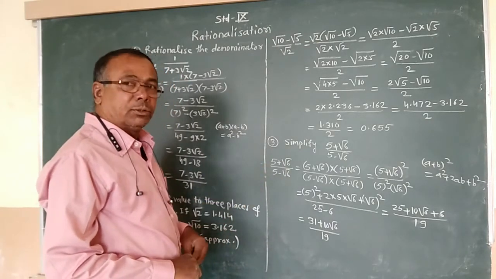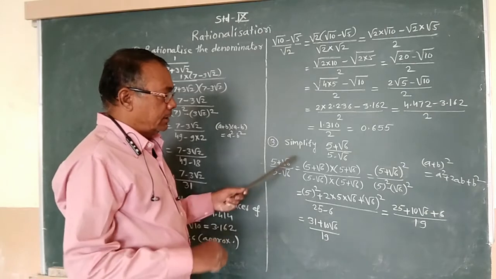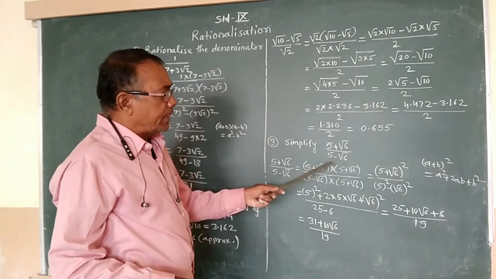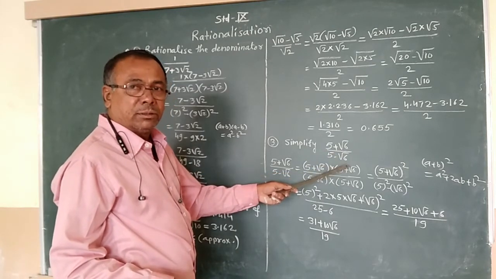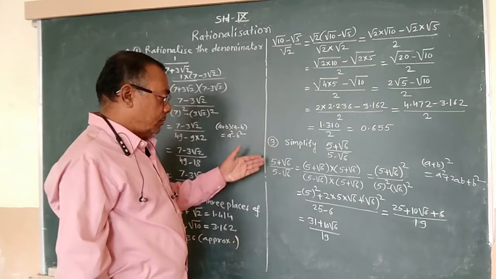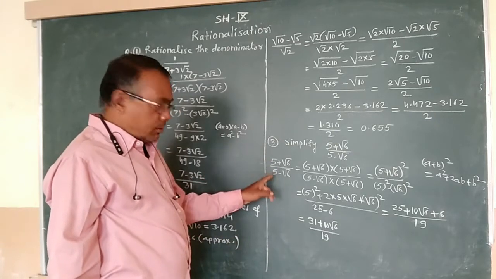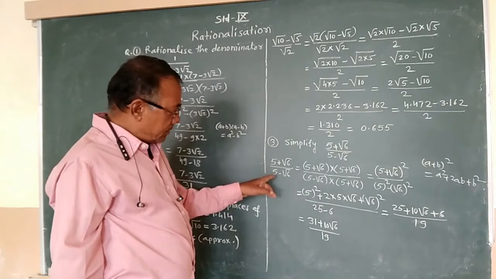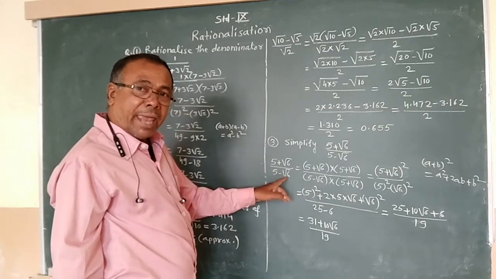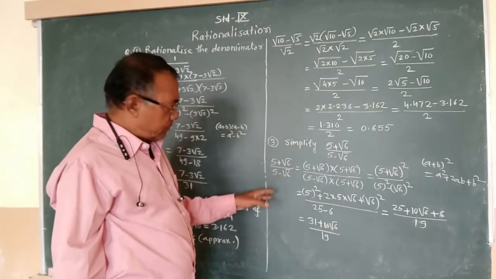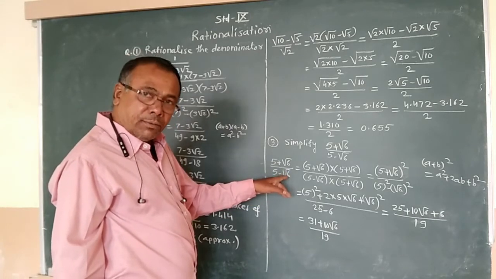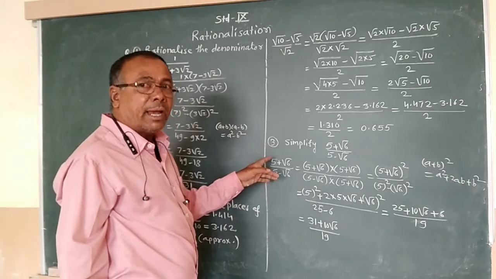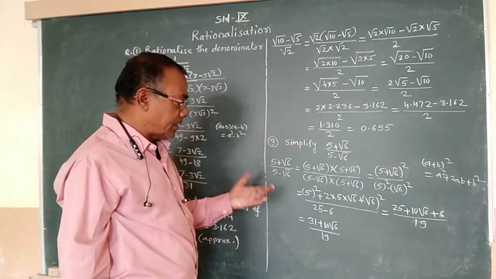Now we will see the third example, that is: simplify 5 plus root 6 divided by 5 minus root 6. So here 5 is an integer, while root 6 is an irrational number. So there is one integer and one irrational number, with subtraction or addition between them.